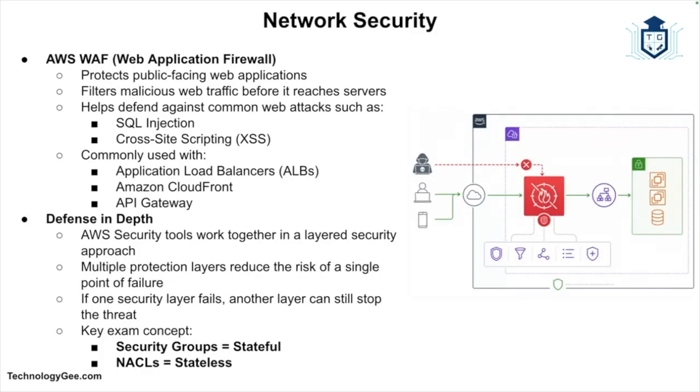And then there's the AWS Web Application Firewall. This is designed to protect your web applications from common threats like SQL injection and cross-site scripting. So if you're running a public-facing application, then the Web Application Firewall is a powerful tool to filter out malicious traffic before it even reaches your servers. Now together, these tools create a layered security approach, which is often referred to as defense in depth, because if one layer fails, then another is there to catch the threat.